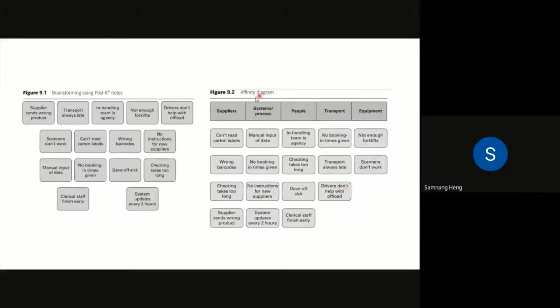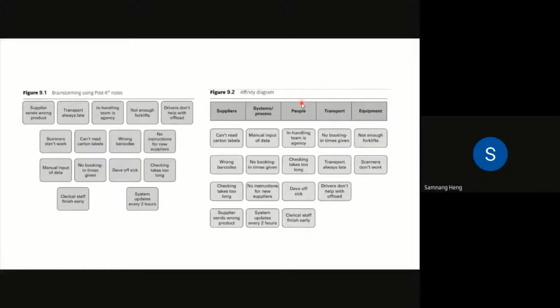To do, they call it an affinity diagram. So you have to categorize everything, categorize the problem. All right, the problem with supplier. What else? Can't read the carton label, wrong barcode, checking takes too long, supplier sends wrong product. All right, this problem is related to the supplier. Another problem is related to the system, the process, something like that.